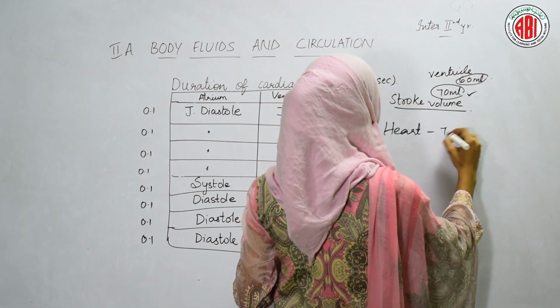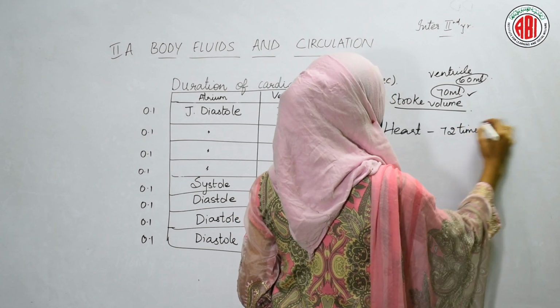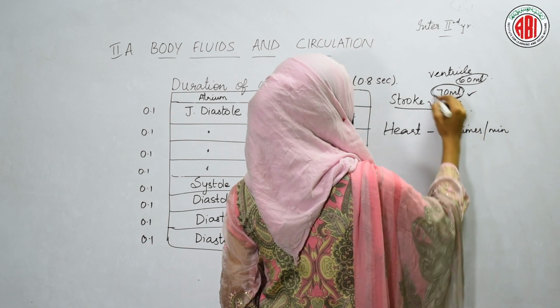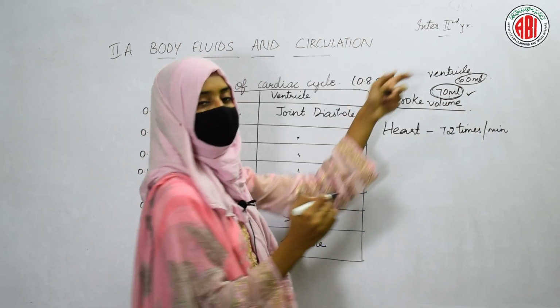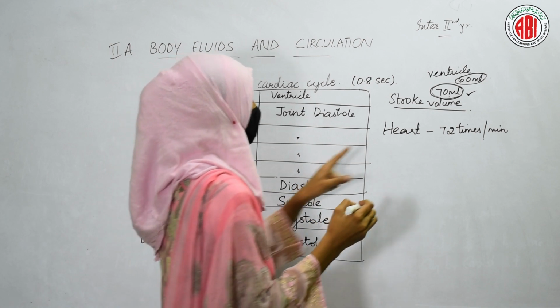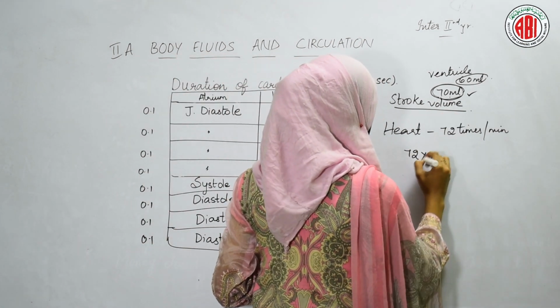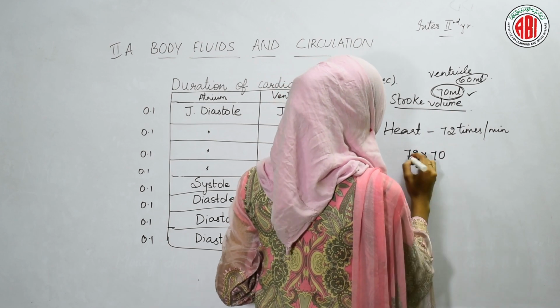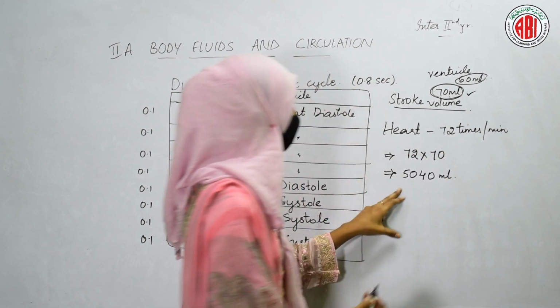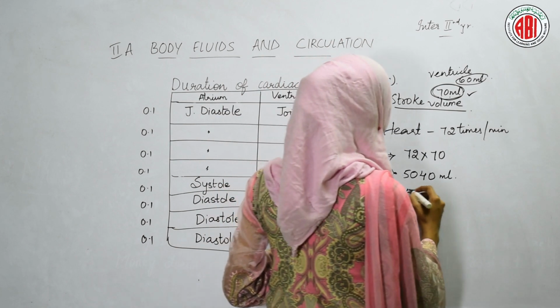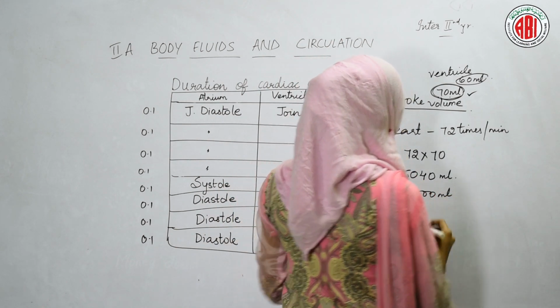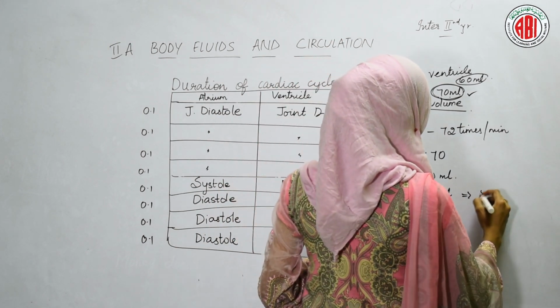Our heart beats 72 times per minute. In each beat, 70 ml of blood is received and pushed into the ventricle. So if we multiply 72 times 70, then it will be 5040 ml of blood. If you write approximately, then it will be 5000 ml. 5000 ml is equal to 5 liters.